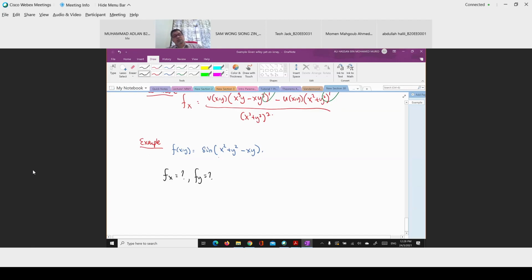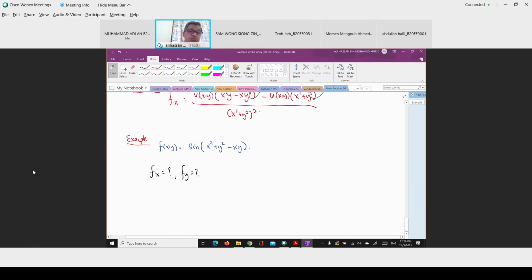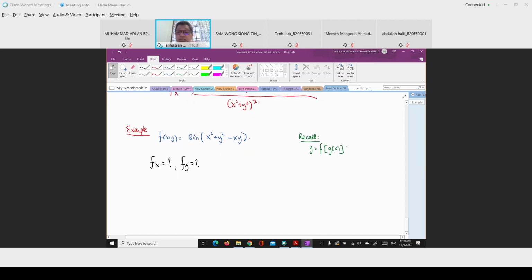Okay, so recall what you have studied about composite functions. In calculus, remember how you differentiate a function. Suppose I have y equal to f of g of x, sometimes written as f composite g of x. So what is dy dx? Do you still remember what dy dx is for this function?